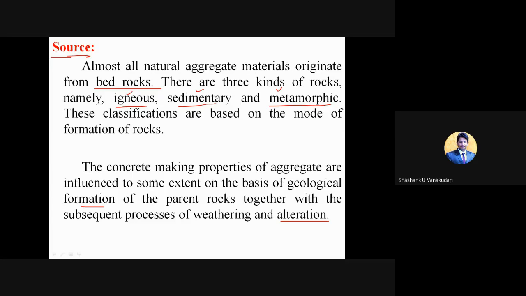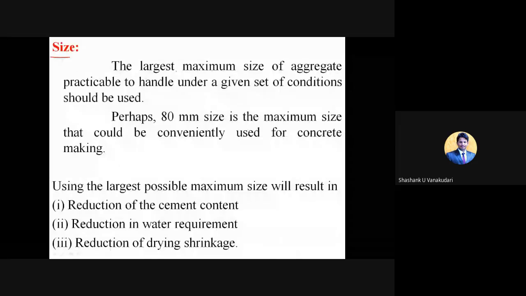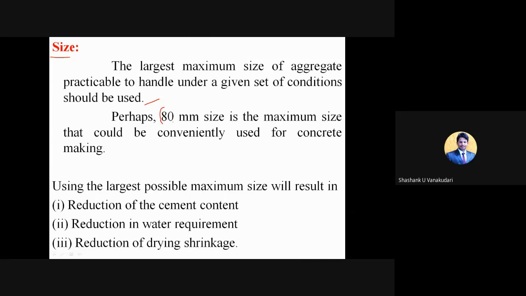And then with respect to size, how exactly we need to select the size. Here the largest maximum size of the aggregate that is practicable to handle under a given set of conditions should be used. Means what? Here different sizes of the coarse aggregates are available, or they are to be manufactured as per the required shape as well as size. So the maximum size of the aggregate that we can use in construction is 80 mm, right?